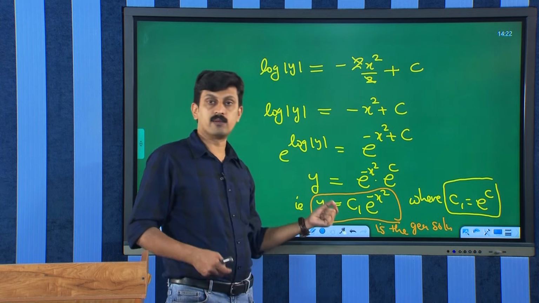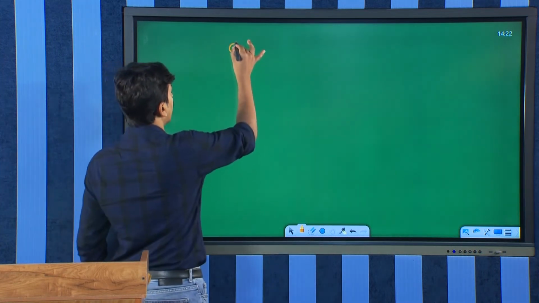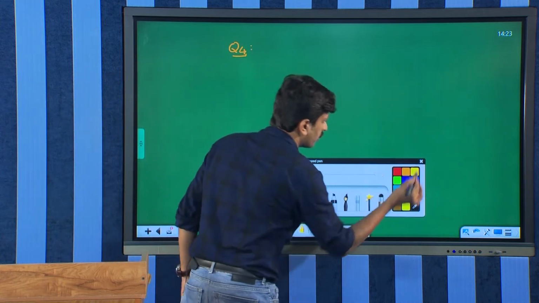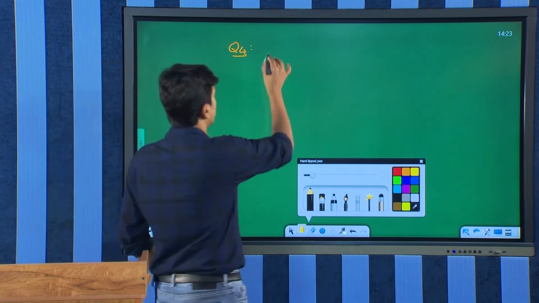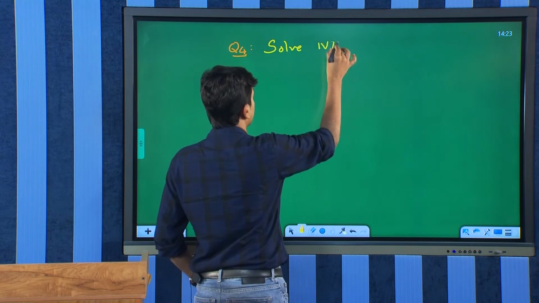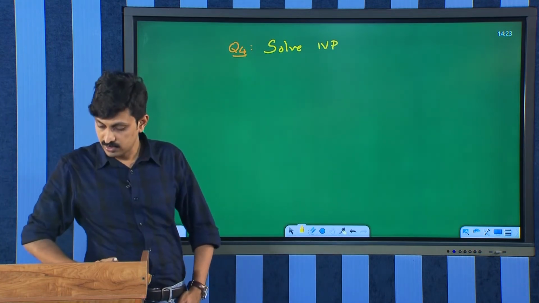Therefore, we will be able to find out a constant value. We can just move to another question, that is question number 4. In question number 4, we will discuss an initial value problem. Solve the initial value problem, the IVP. An initial value problem is actually a differential equation.